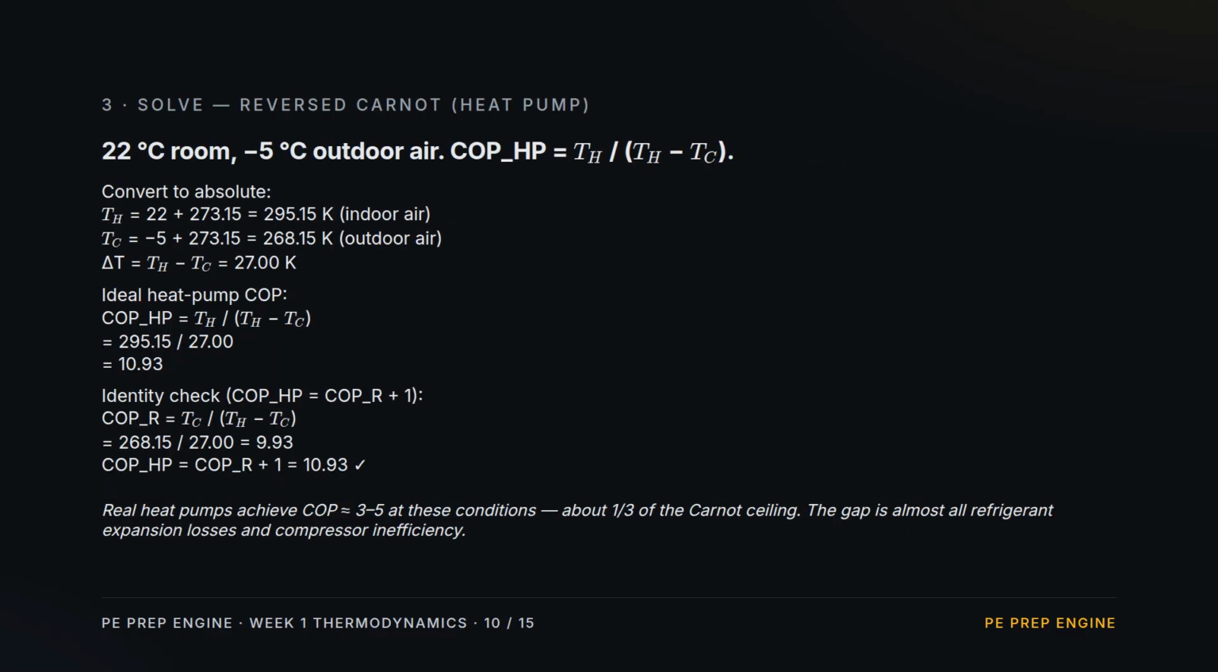Step 3. The reversed-Carnot heat pump. Heat pump COP is TH over delta T, about 10.9. Refrigerator COP is TC over delta T, 9.9. Identity check. Heat pump COP equals refrigerator COP plus 1, which confirms. Real heat pumps achieve COP around 3 to 5 here, about a third of the Carnot ceiling. The gap is mostly expansion valve irreversibility and compressor inefficiency.